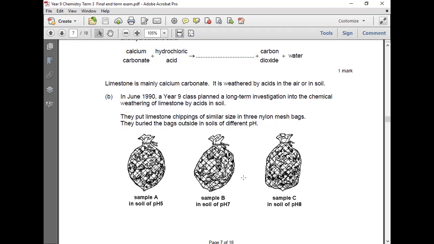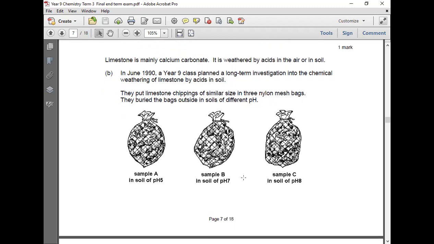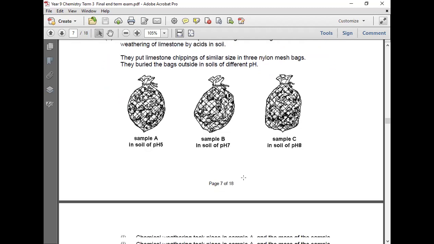In June 1991, a year 9 class planned a long-term investigation into the chemical weathering of limestone by acids in soil. They cut limestone tubing of similar size into three nylon mesh bags. They buried the bags outside in the soil at different pH. You can see the first sample in soil, the pH is 5, the second one the pH is 7, and the third one the pH is 8.